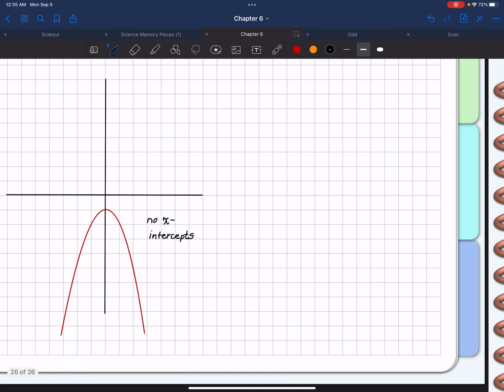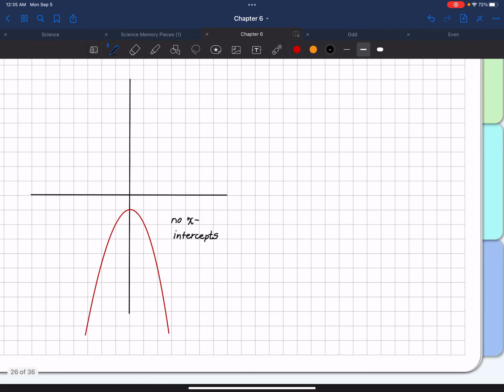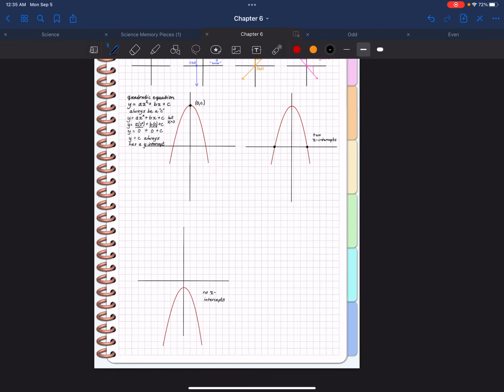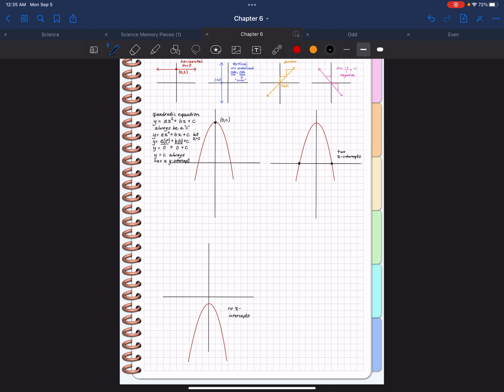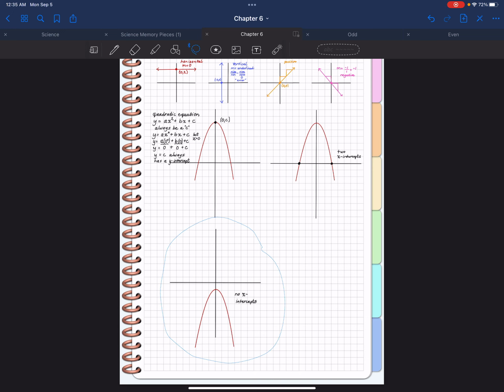Okay, so let me just leave it there. Well, let's think, could we have... No, I'm going to leave it there because I don't want to get us into something confusing. So here are the different possibilities for x and y-intercepts. A parabola like that will always have one y-intercept, and it can have different numbers of x-intercepts depending on how it is positioned on the coordinate plane.